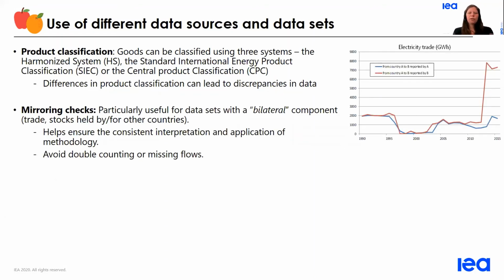Then it is good, if you have the data, to do mirror checks. Particularly useful for data sets with a bilateral component. This could be, for example, for trade, as you see on the right graph. Here we have the electricity trade, always from country A to country B, but reported one time by country A, so this is the blue line, and one time by country B, this is the red line. We see that over the years, it has always been quite consistent. And then at the end, we have a big break, a big difference between the 2 countries. So this is something where we would go and try to identify what is the problem here.